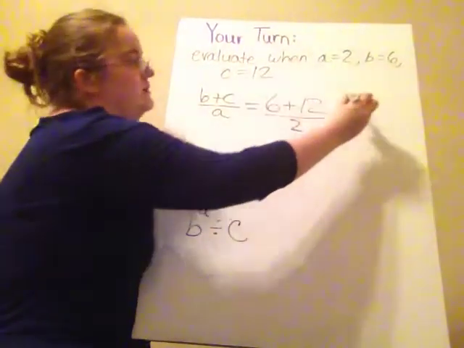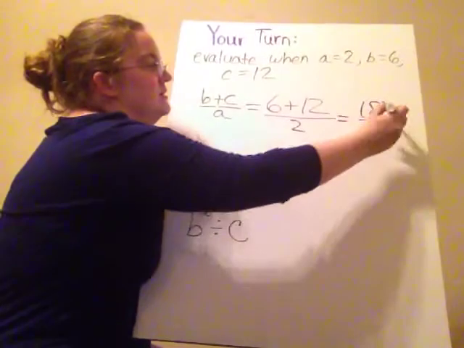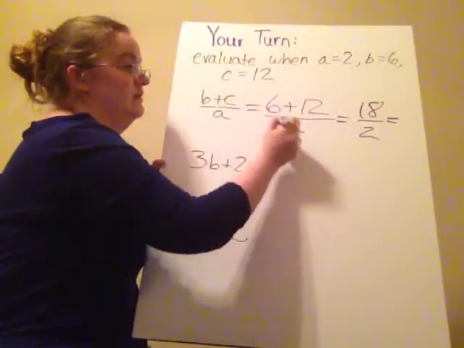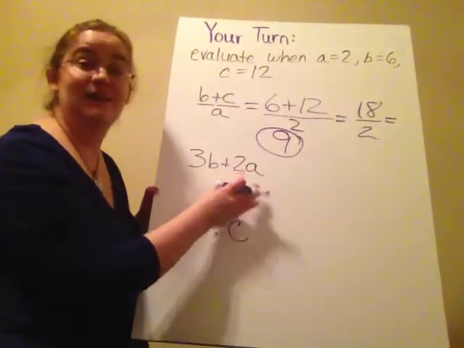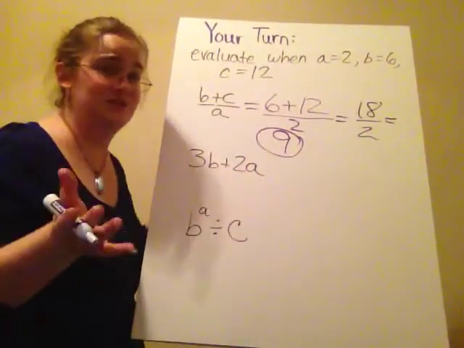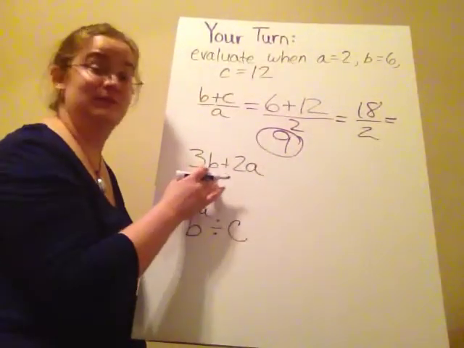So 6 plus 12 is 18. And 18 divided by 2, that's a funky 2, isn't it? Equals 9. And I'm all done. Simple. All right, again, I don't have a C here. It's okay. You don't have to use C, even though they tell you what C is, because there's no C in this problem. We're only dealing with B's and A's.